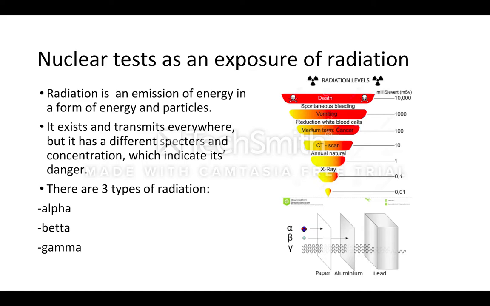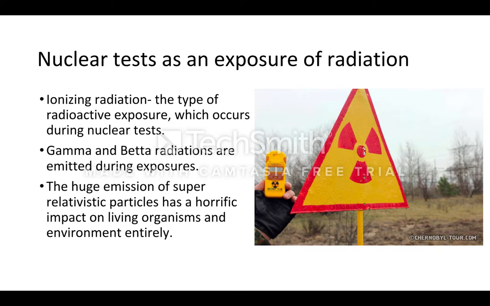Nuclear test as exposure of radiation. Ionizing radiation is a type of radiative exposure which occurs during nuclear tests. Gamma and beta radiations are emitted during explosions. The huge emission of super relativistic particles has a horrific impact on living organisms and environments entirely. The Semipalatinsk polygon is a great example of such a case.